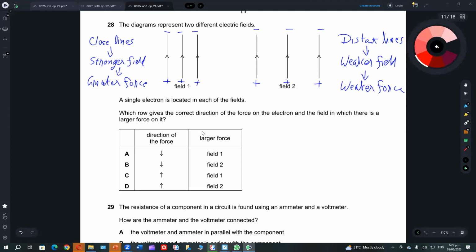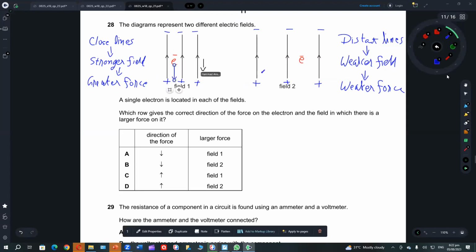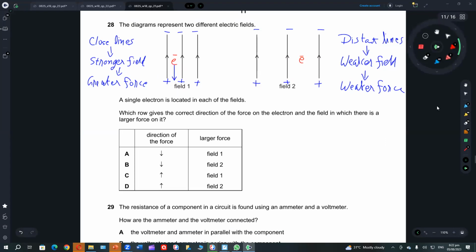Let me put an electron. What is the charge of an electron? Negative. Now, can you show me the direction? Will the force arrow be upward or downward? Right. Why is the force downward? Because minus to plus. Now select the answer. Force is downward. A.